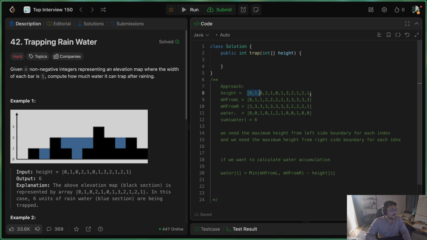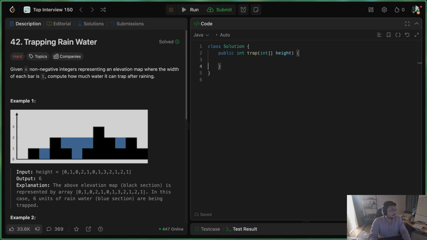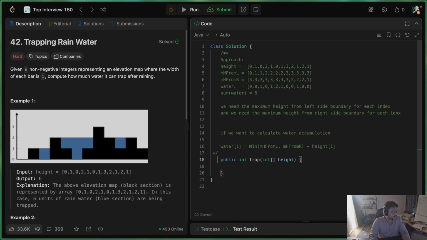If we compute in this way, then we don't need these arrays to be stored, because at every point we will have access to the max height from left or max height from right, and we would know what to do with these. So let's try to write code for this approach and see if we can solve this problem or not. So I'm just going to copy this over here.